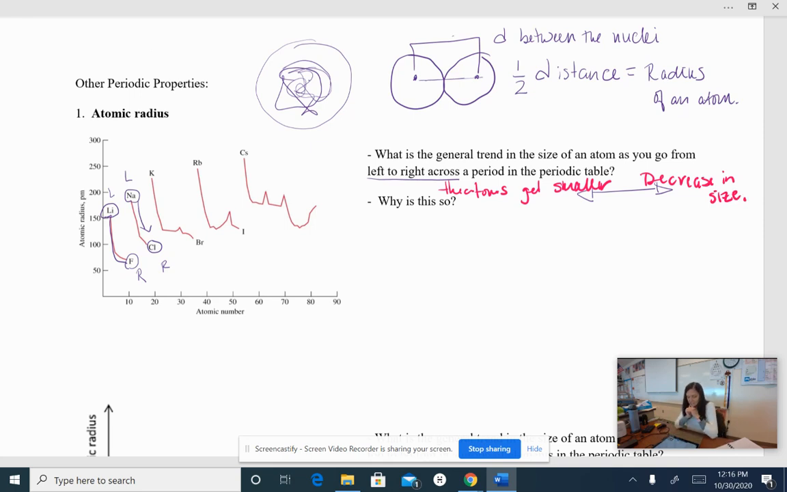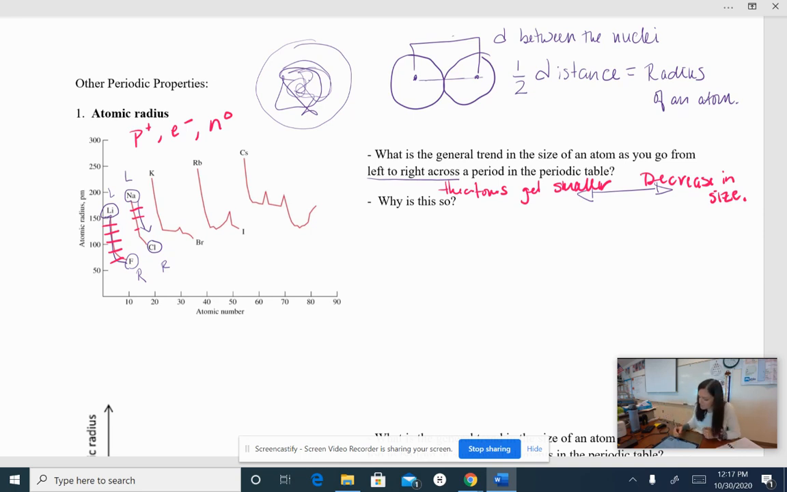Okay, so why is this so? Usually when you put more stuff, think about it. Every time I put a new element on these, I'm putting in an extra proton and I'm putting in an extra electron, and sometimes I'm even putting in neutrons. So wouldn't you think with more stuff that it would become bigger? But it actually becomes smaller.